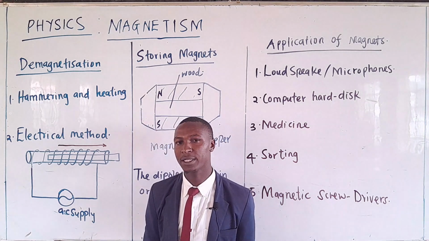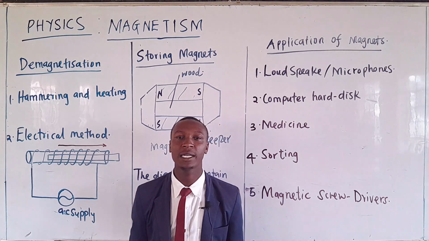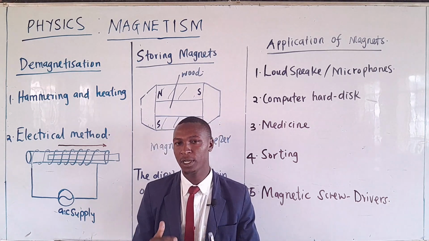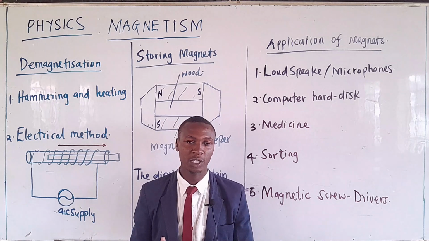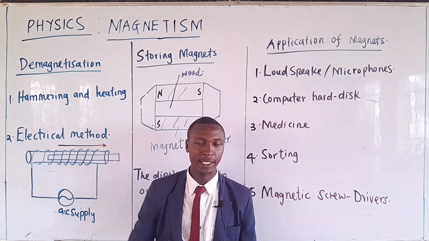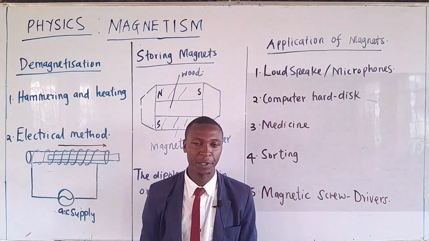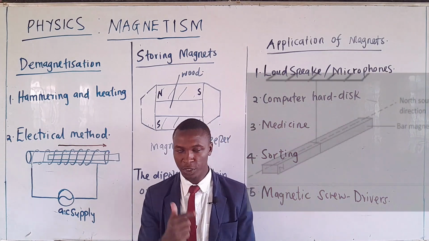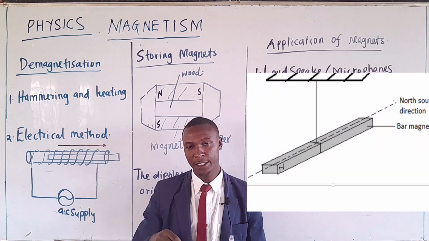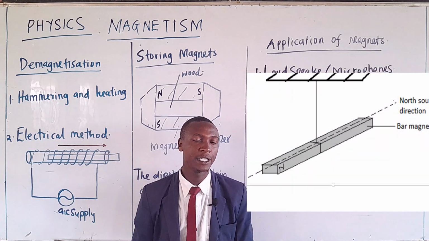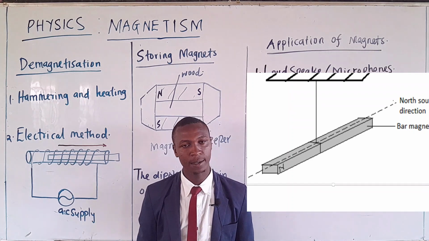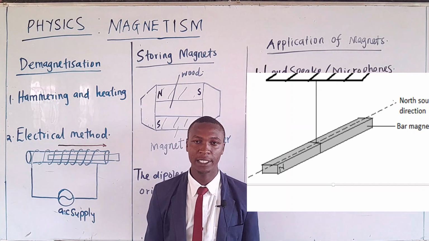Now, how do you know that a material has been demagnetized or not? To make sure that the material has been demagnetized, you're going to suspend the material in air using a string, the way we explained in our previous video, and you distort it, or you move it, and leave it to rest. If it rests in the east-west direction, then it means the material has been demagnetized.